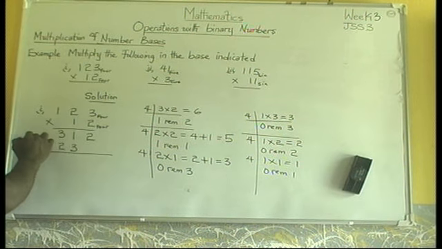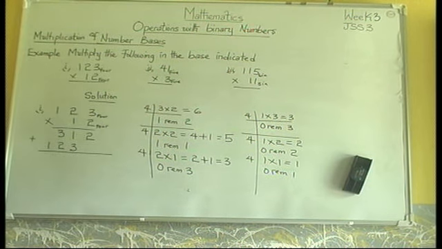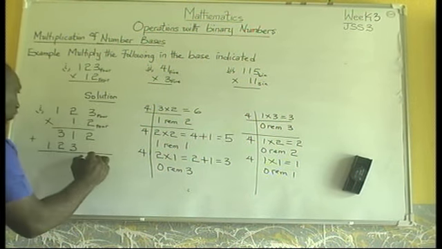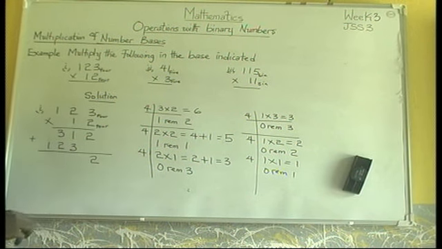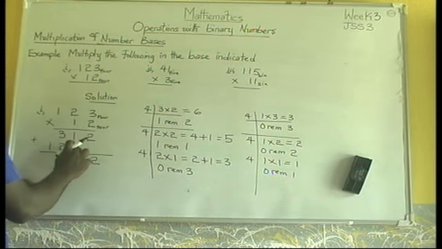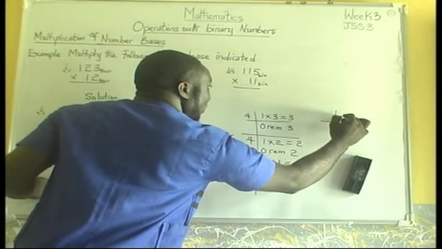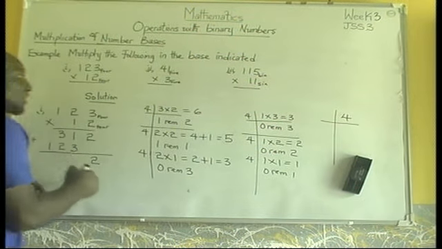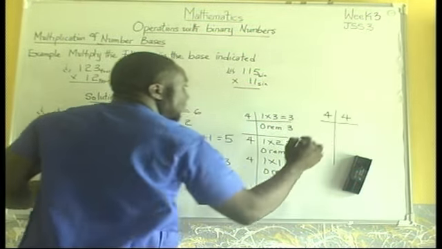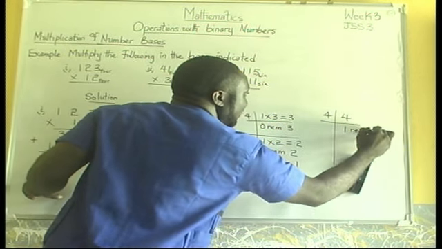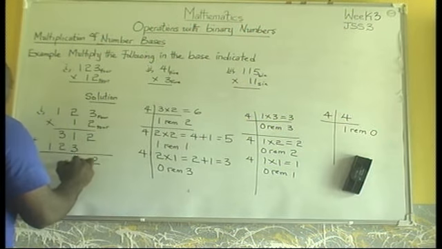Now we want to add. 2 plus nothing is 2. You drop it down. 1 plus 3 is 4. We are still operating it. 1 plus 3 is 4. Let's operate it with 4. 4 in 4, 1, remainder 0. So here will now be 0.